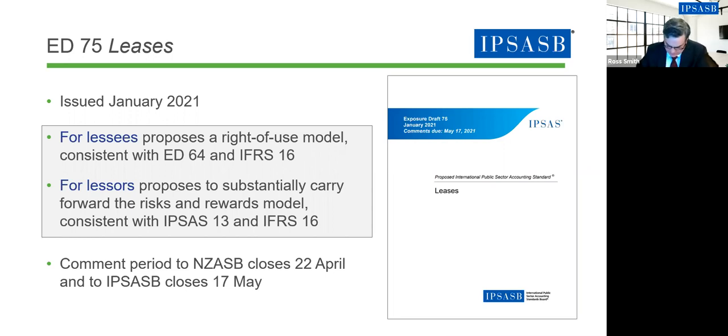A couple things to highlight on ED 75 that are important to keep in mind. The big one here, and I'll talk more about ED 64 later, so I won't get into the details of the why just now, but for lessee accounting, we're proposing a right of use model that's consistent with what was proposed for lessees in ED 64 and is broadly consistent with IFRS 16. However, for lessor accounting, we're moving away from what was proposed in ED 64, where we proposed a right of use model for both lessees and lessors. But in ED 75, we're proposing to retain the IFRS 16 accounting here, which is broadly consistent with the current requirements in IPSAS 13 for lessors. Next slide, please.